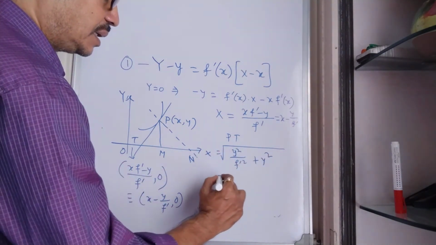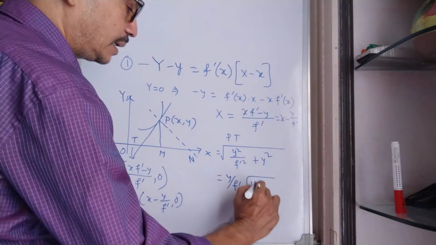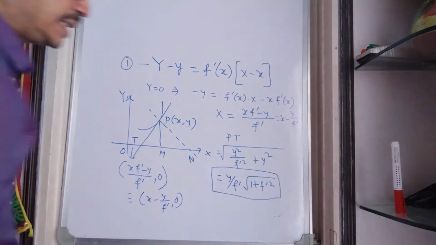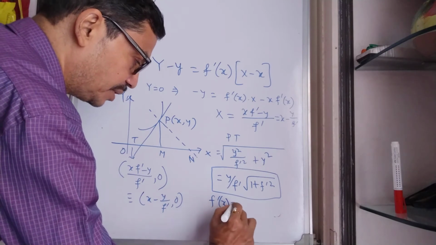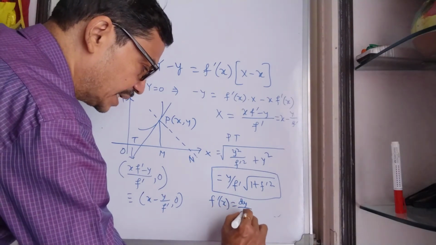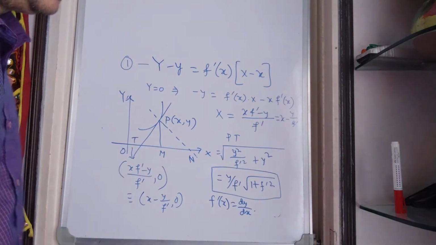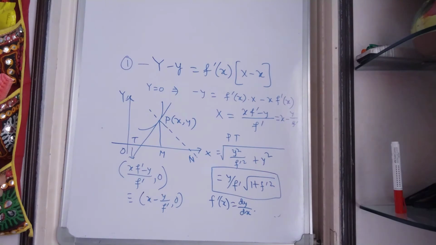So this turns out to be like this, and this is the length of the tangent, where f prime denotes the derivative of y with respect to x, or the derivative at P of the function y equal to f(x). So this is the length of the tangent.